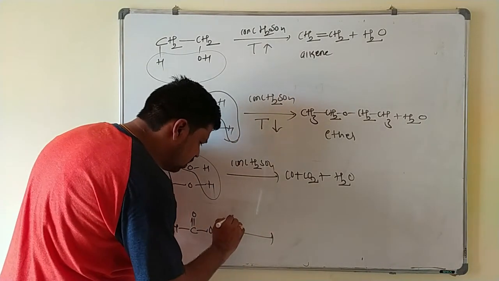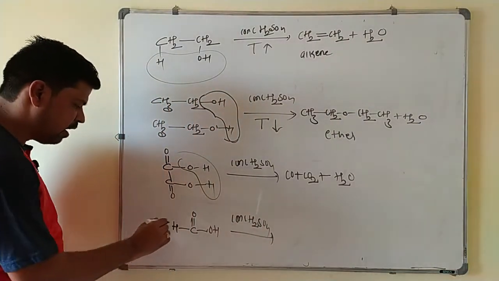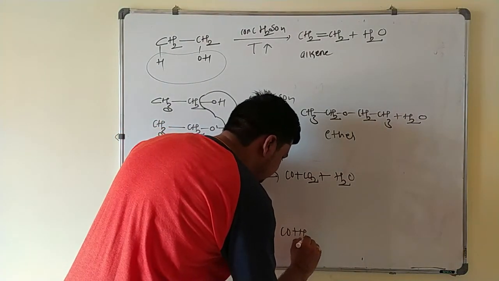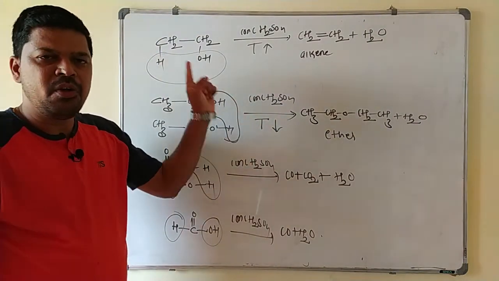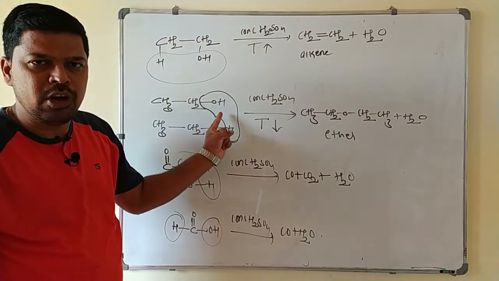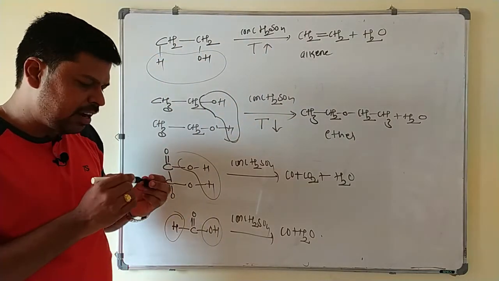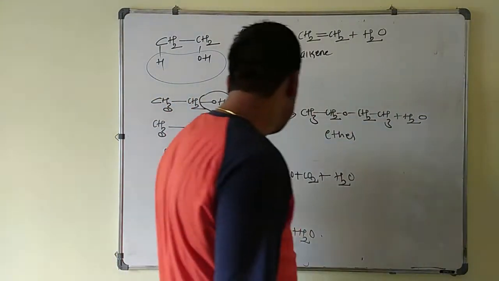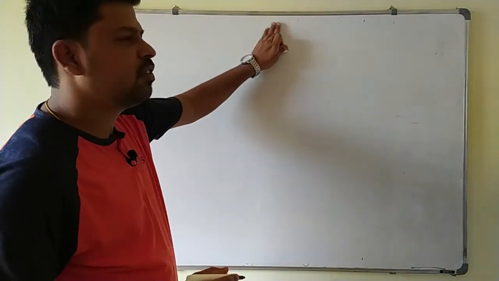This on treating with concentrated H2SO4, this is the dehydrating property of H2SO4. Here you have to remove one water molecule from the formic acid. The remaining is CO plus H2O. This is the strong affinity of H2SO4 towards water. Whenever concentrated H2SO4 is treated with an organic compound having water molecules, it removes the water molecule from the organic compound. These are the examples of the dehydrating property of H2SO4. Next we will go for the oxidizing property of H2SO4.